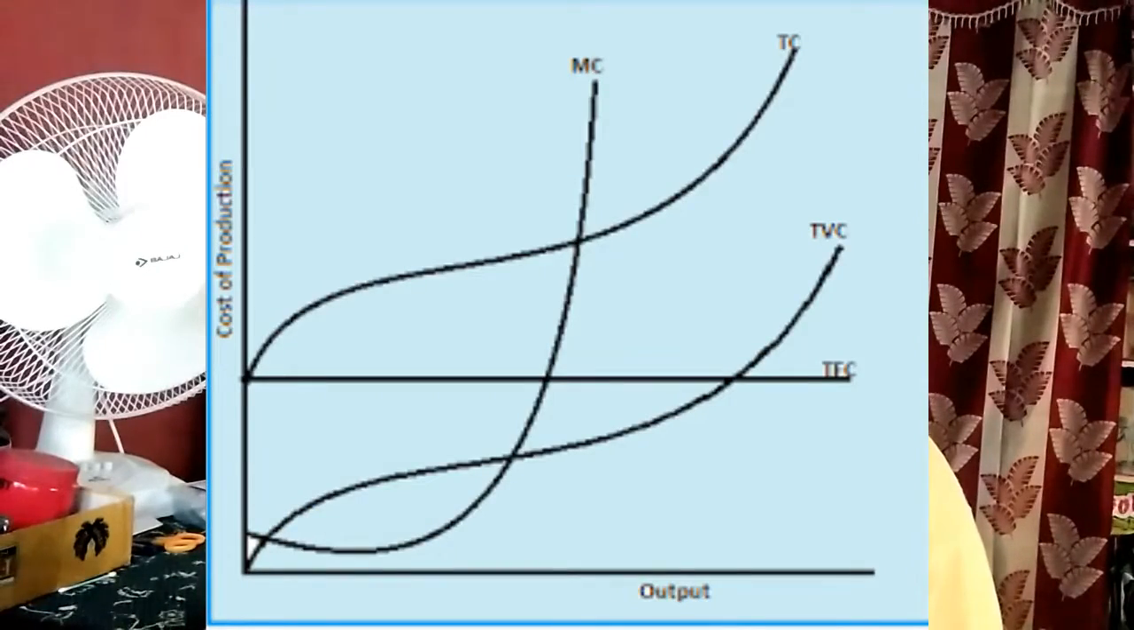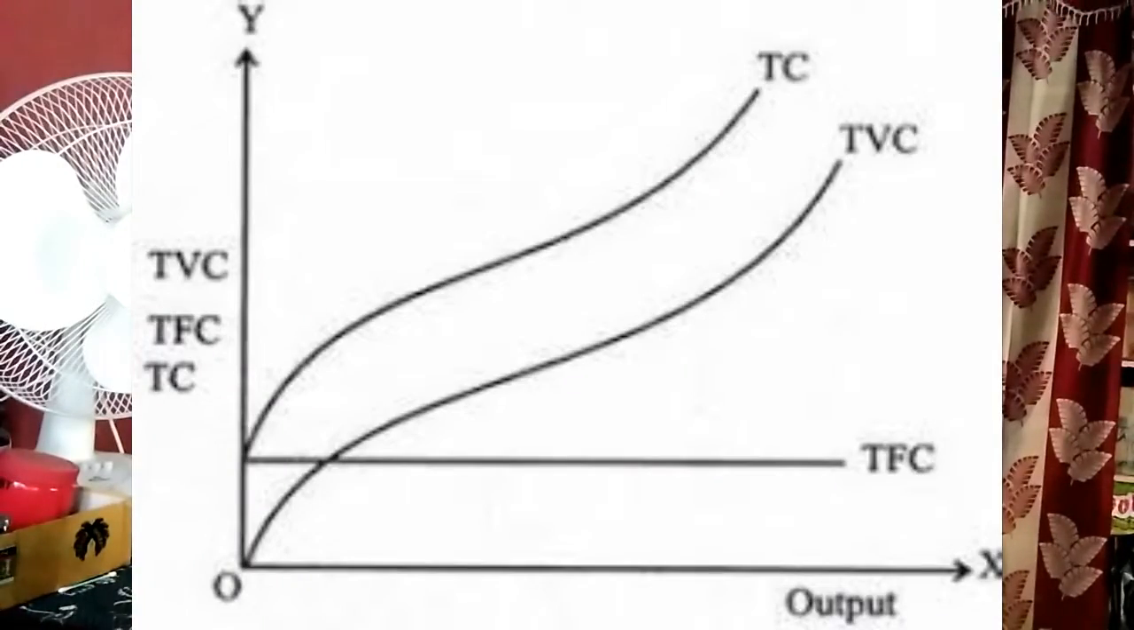How are TFC, TVC and TC calculated? TVC can be obtained by subtracting total fixed cost from total cost. TVC is equal to TC minus TFC. Total cost is therefore the total amount of money spent on all the factors, fixed and variable, of production. It can be obtained by summing up total fixed cost and total variable cost. TC is equal to TFC plus TVC.